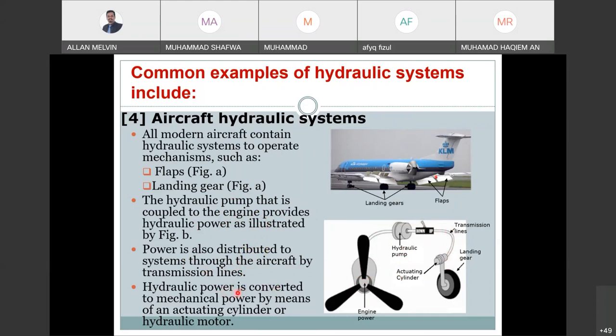So hydraulic power is converted to mechanical power by means of an actuating cylinder or hydraulic motor. Pneumatic is pneumatic power to mechanical power. So hydraulic is hydraulic power to mechanical power. The process is more or less the same, but the mechanism will be slightly different because of the fluid medium.